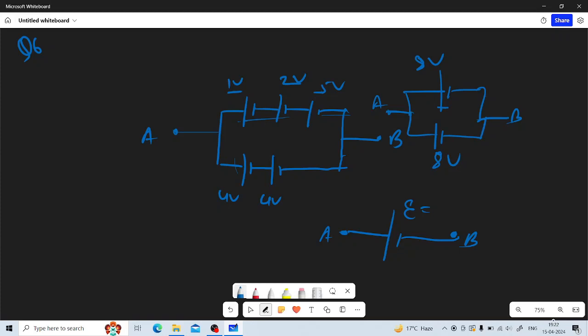Now see here, positive is connected here, negative is connected here. So positive is connected at one place, negative at one place. So this is your parallel combination. This is 8 volt, and this is 8 volt.